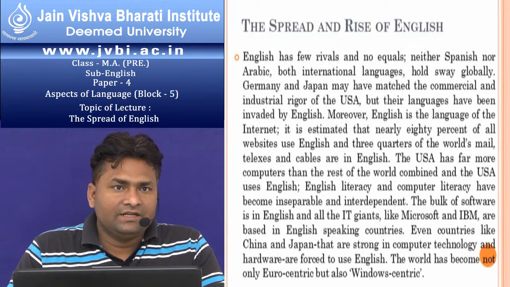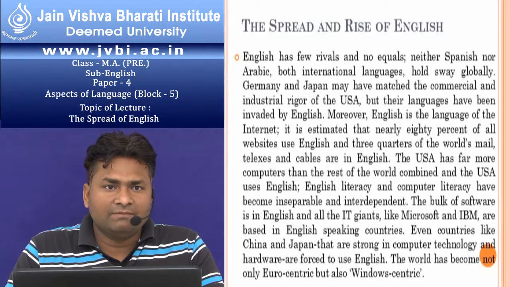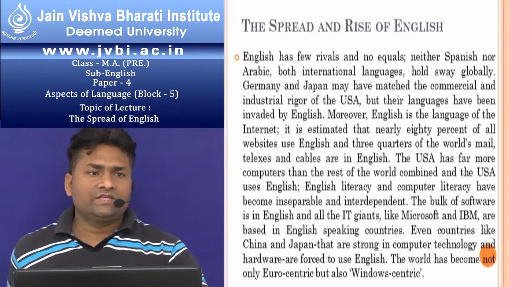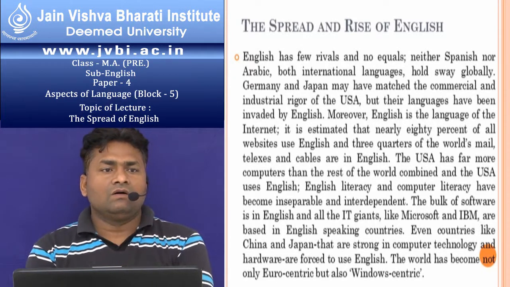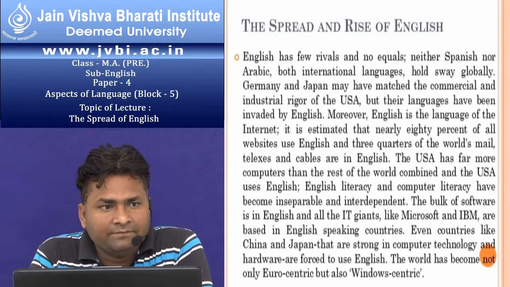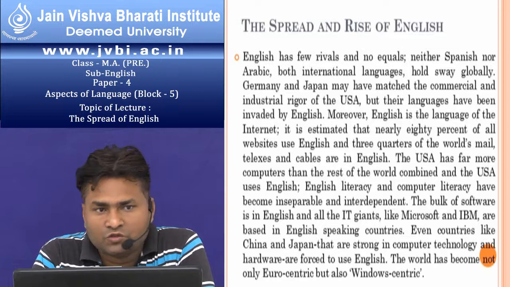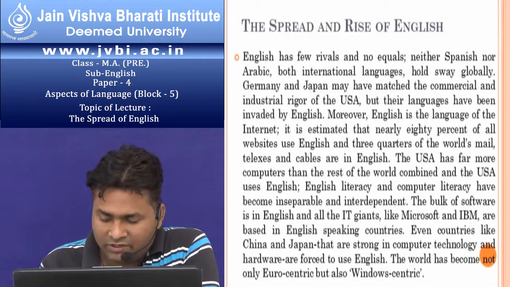It is estimated that nearly 80% of all websites use English, and 3/4 of the world's mail, telexes, and cables are in English. The USA has far more computers than the rest of the world combined, and the USA uses English. English literacy and computer literacy have become inseparable and interdependent. The bulk of software is in English, and all the IT giants like Microsoft and IBM are based in English-speaking countries. Even countries like China and Japan that are strong in computer technology and hardware are forced to use English. The world has become not only Eurocentric, but also Windows-centric.